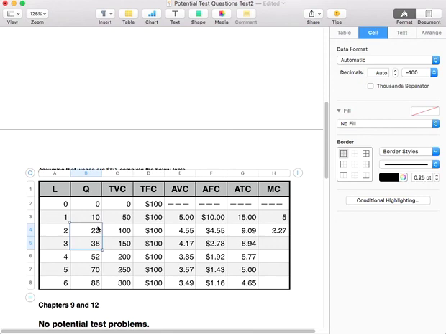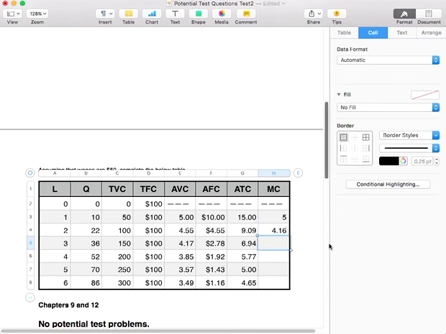50 divided by 14 equals, hold on, I think I made a mistake here. Let's take a look at this. 50 divided by 12 equals 4.16. My apologies. Not perfect, I do make some mistakes here. So make sure you realize that. Obviously, if you're listening to this, you realize I made that mistake.